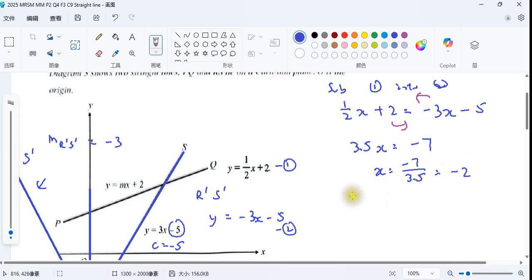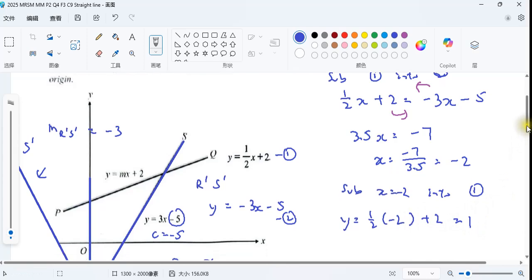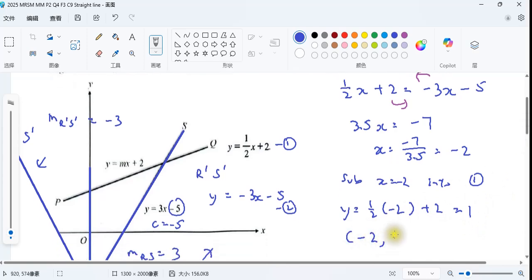So substitute x equals negative 2 into equation 1: y is half of negative 2, plus 2, which is 1. So the intersection will be negative 2, 1. This is y equals half x plus 2, so the intersection will be here, at negative 2, 1.